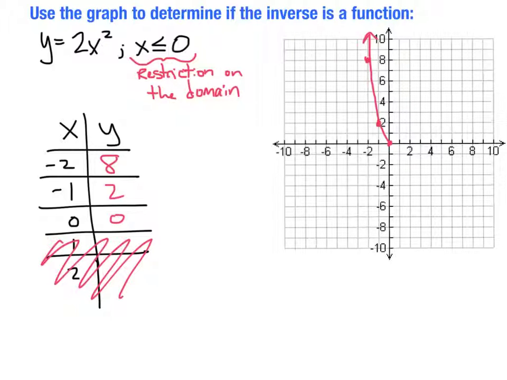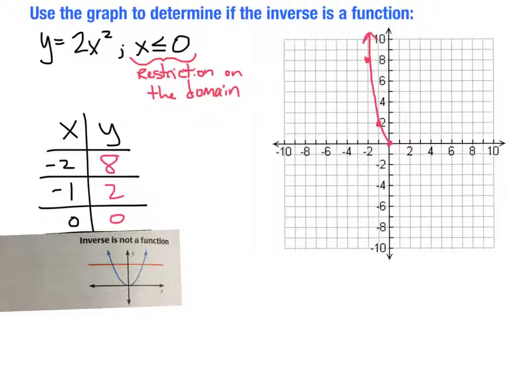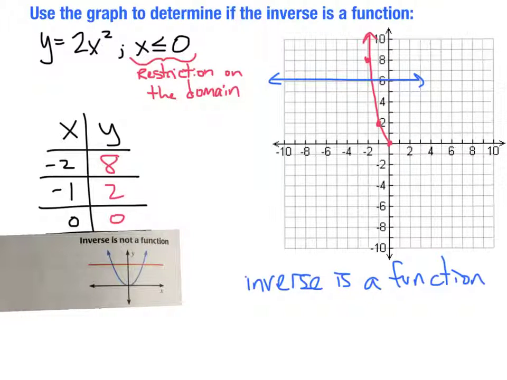So if we go back and we look at this quadratic, we saw that the inverse is not a function because it ended up hitting on both sides. But now that we have the restriction of only going negative, if I do a horizontal line test, how many times can it possibly hit? Just once. So is the inverse a function? Yes. The inverse is a function. Alright, and that'll be all we're going to do today as far as finding an inverse algebraically.